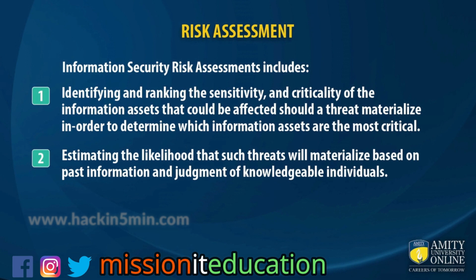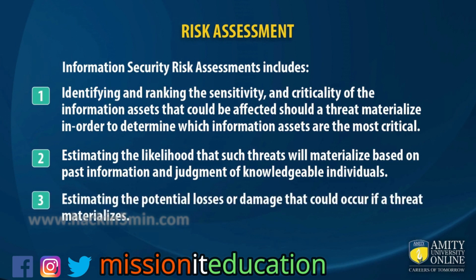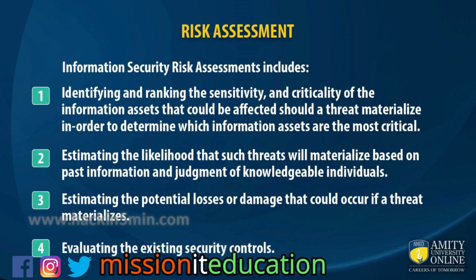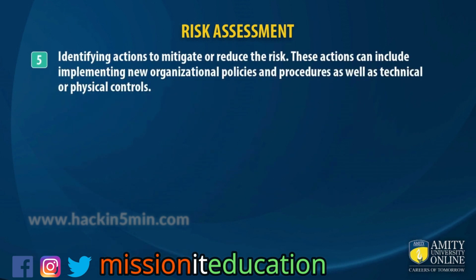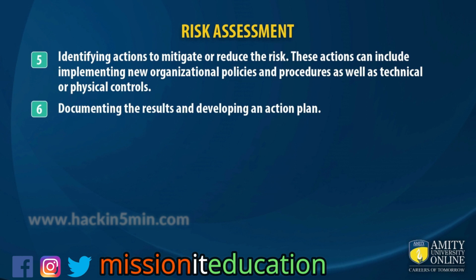Secondly, estimating the likelihood that such threats will materialize, based on past information and the judgment of knowledgeable individuals. Thirdly, estimating the potential losses or damage that could occur if a threat materializes. So formally we are following up everything. Fourth, evaluating the existing security controls, what all exists right now, we have to evaluate that again and again. Fifth, identifying actions to mitigate or reduce the risk. These actions can include implementing new organizational policies and procedures as well as technical or physical controls. And the sixth one is documenting the results and developing an action plan.